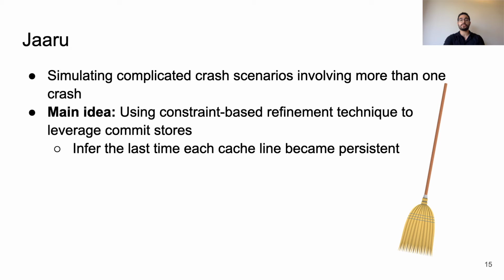It uses a constraint-based refinement technique to reduce the search space. The idea is to reason about the last time each cache line was written back to persistent memory. To be more specific, Jaaru uses CLFlush instructions to infer constraints on the last time each cache line became persistent in a pre-crash execution and refines these constraints in the post-crash execution to narrow down when a cache line is written back to memory.